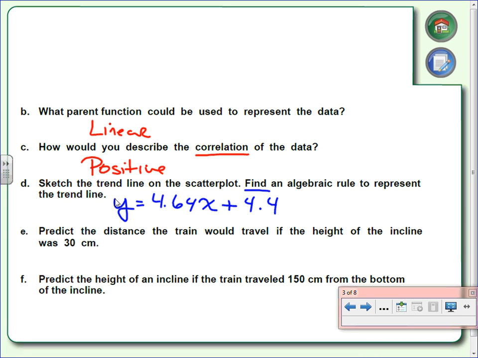Now that we have that equation, it's going to come in handy to answer the next couple of questions here. E asks us to predict the distance the train would travel if we were to have a height of an incline of 30 centimeters. So now that we know the equation, let's use that equation to answer the question. Go to y equals, and I want you to type in that equation, 4.64x plus 4.4. I already got it. Put that in y equals.